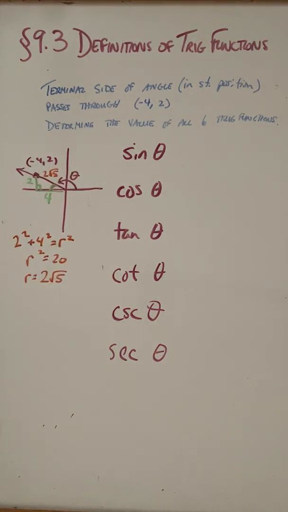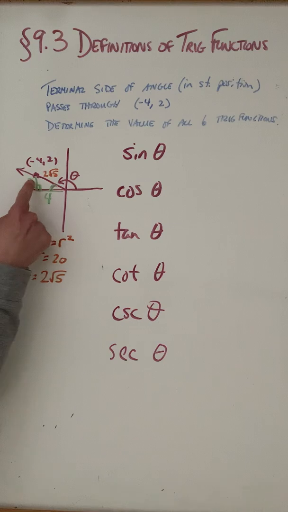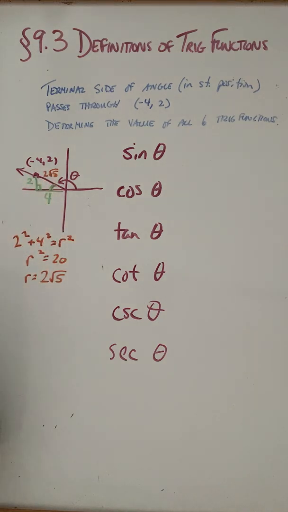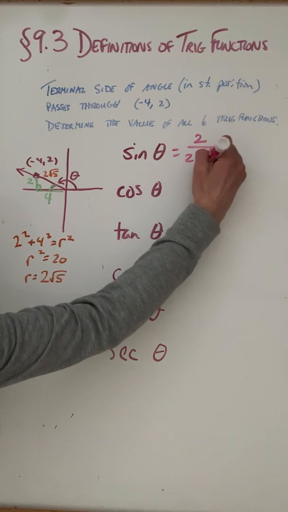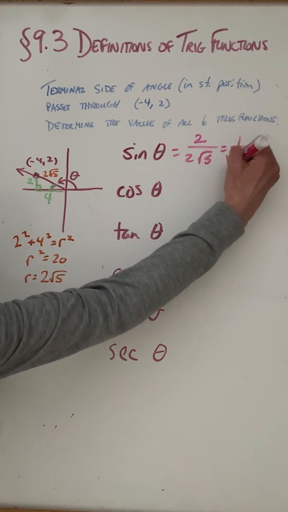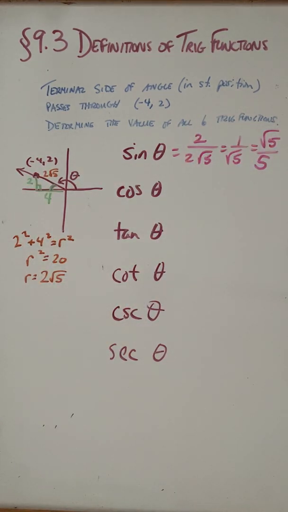Okay, now what's the sine of our angle theta? Well, if we're looking at the triangle, we know sine is opposite over hypotenuse, right? So the sine is 2 over 2√5, which is just 1 over √5, which if we rationalize is √5 over 5. Is that going to be positive or negative? Since we are in the second quadrant, we know that sine is positive, so we're just left with √5 over 5.